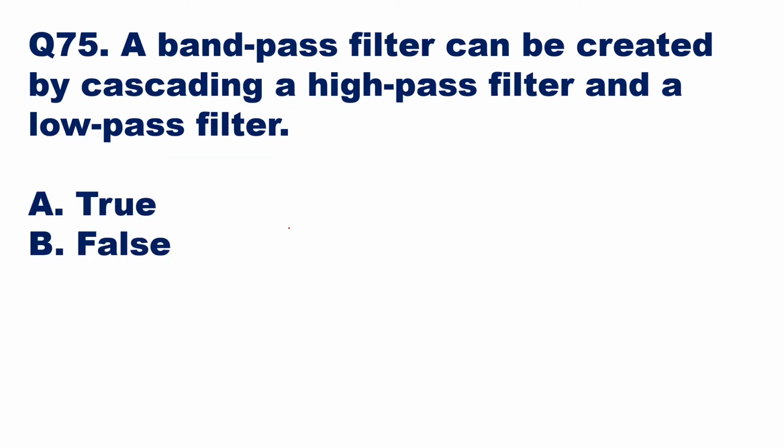A band pass filter circuit can be created by cascading a high pass filter and a low pass filter. Whether this statement is true or false? Here it is true, because you can have a band pass filter by putting a low pass filter and a high pass filter in series. If you have the block diagram, a low pass filter and a high pass filter, then this combination can give you a band pass filter.